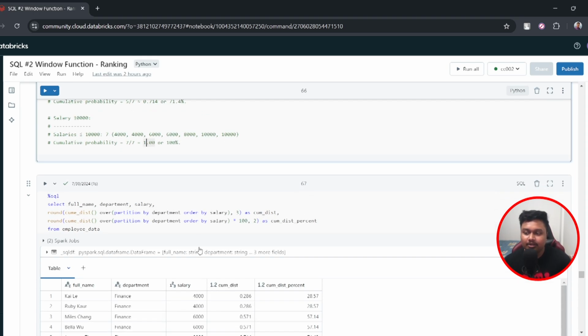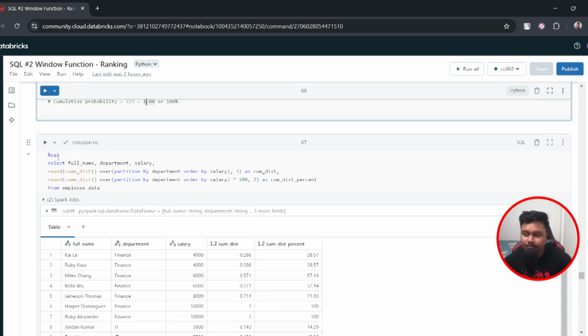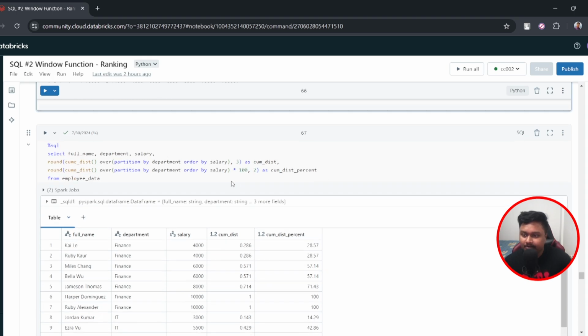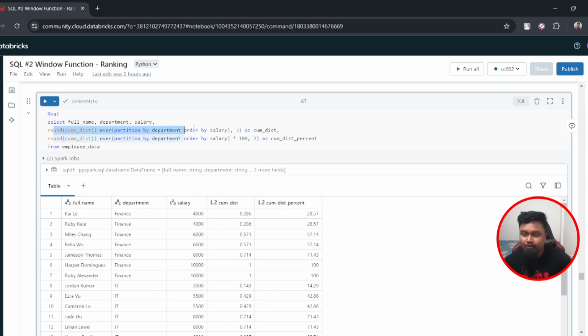Now let's check out this example in a query form. As you can see, I ran this query. This query includes Cumdist first, and then I also calculated the percentage of that Cumdist. So this is the syntax of writing Cumdist: first I write Cumdist over partition by department, order by salary, and I'm doing an ascending order. Here I'm rounding off to 3, and below I'm rounding off to 2 and also multiplying by 100 to get the percentage.